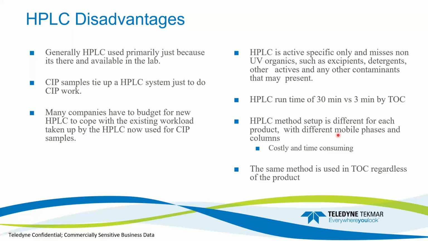As I said, run times are 30 minutes versus 3 minutes by TOC per replicate. If you include all the rinses and doing it by triplicates, you're anywhere from 15 to 20, 22, 23 minutes for one sample on the TOC with triplicate analysis, compared to one run on the HPLC for 30 minutes. There's method development. There's possible mobile phases, columns, so costly time setup, costly consumables, different things like that.